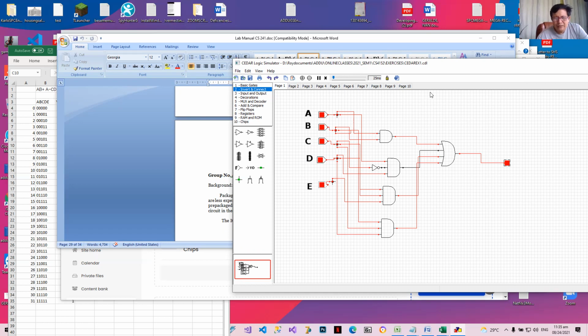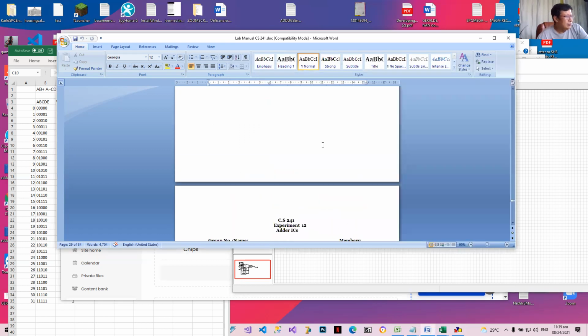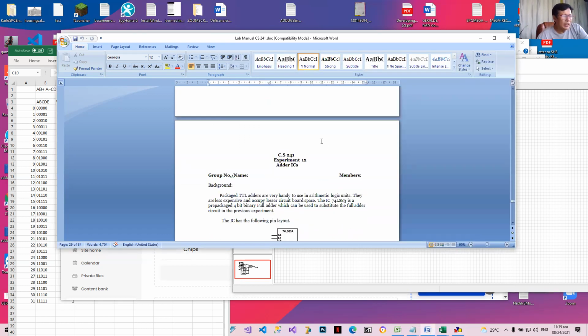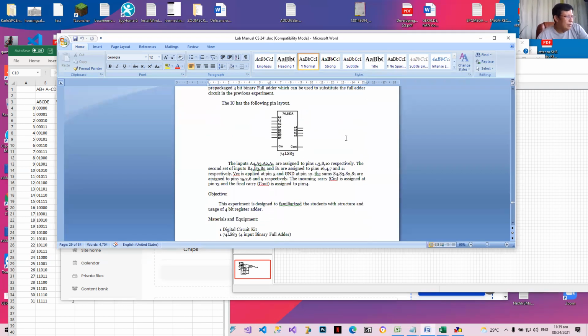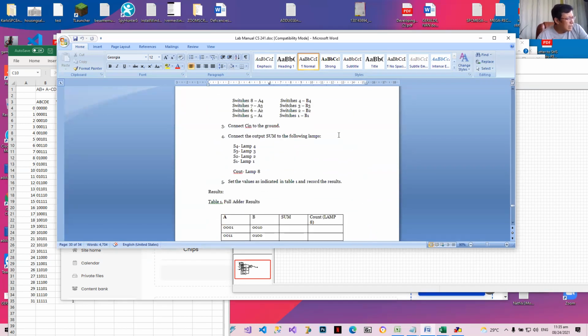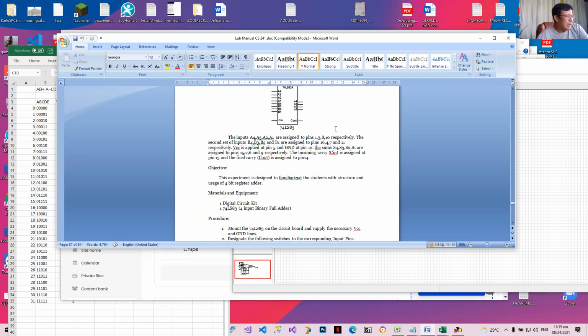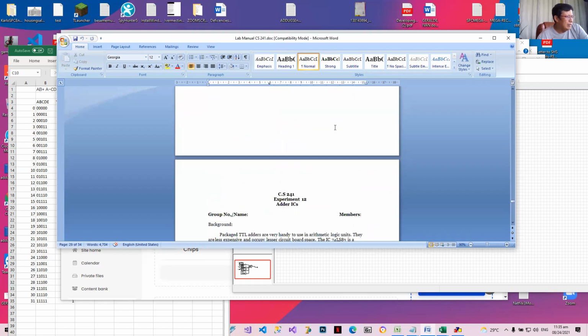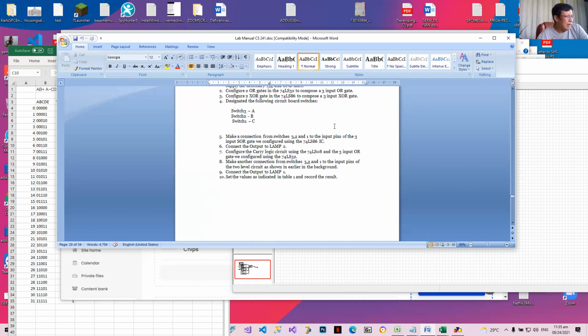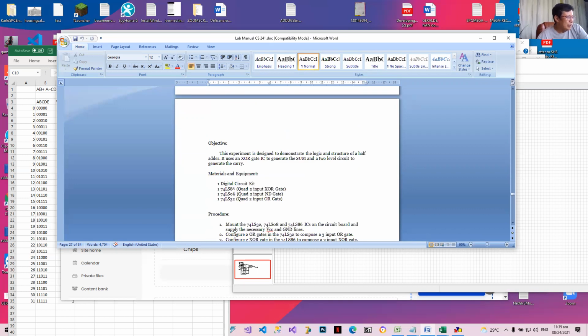Any questions so far? No. So anyway, the purpose of this is for you to do experiments on actual circuits so that we will not just be guessing the circuits that we are going to build. The problem is, however, we cannot have an actual circuit anymore. So we cannot buy an IC. Because before, we had ICs. We are going to use IC 74LS86.